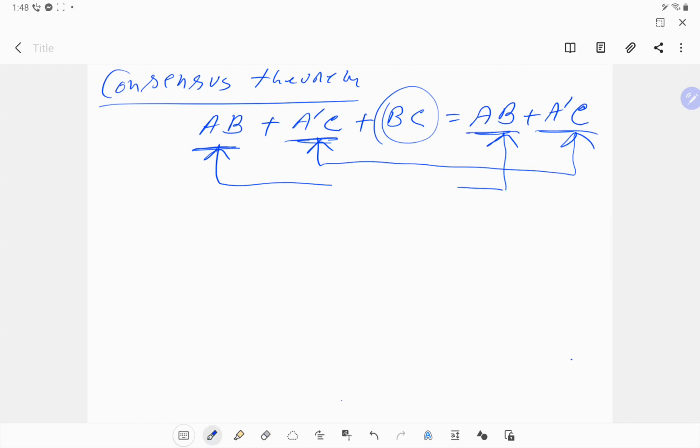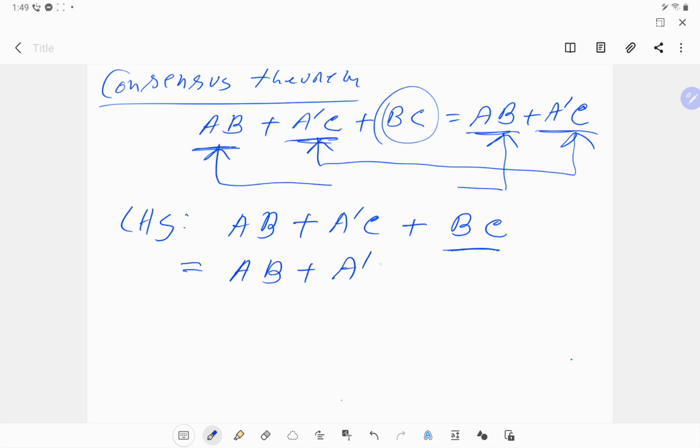And how do we prove that? Let's start with the left hand side. So we have AB plus A prime C plus BC. Anyway, we want to eliminate the term BC from this expression, and if we can do that, then we prove it. Let's write AB plus A prime C. And what is missing in BC? A is missing. So we can actually write it as A plus A prime. We know that A plus A prime is 1. So 1 times BC. So we can write it this way.